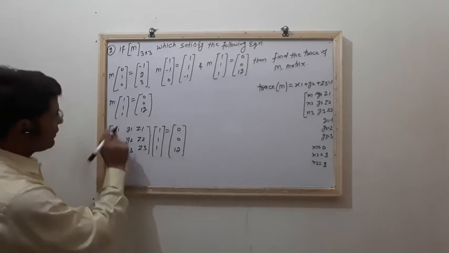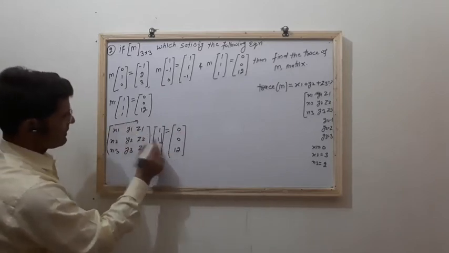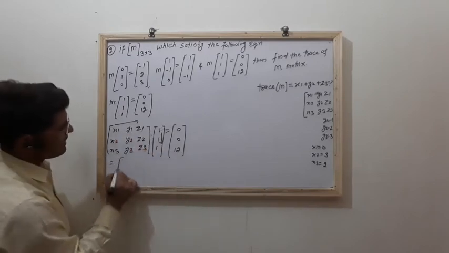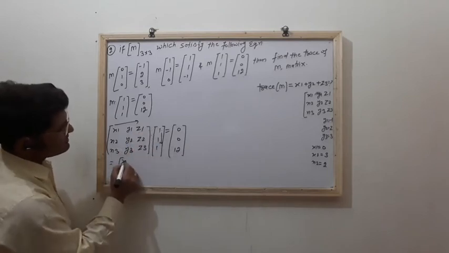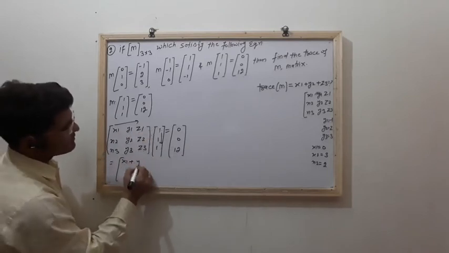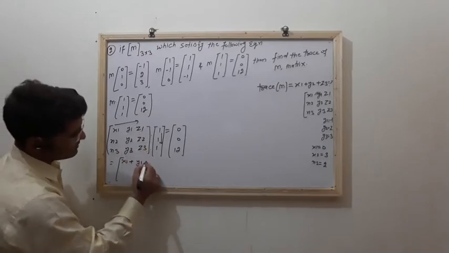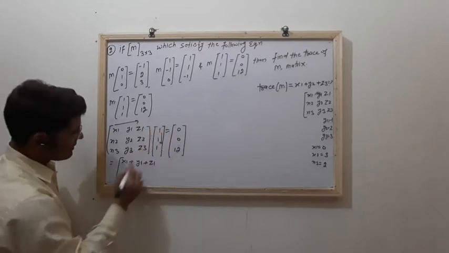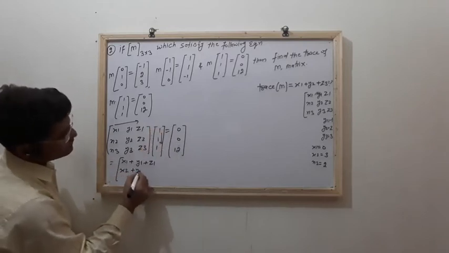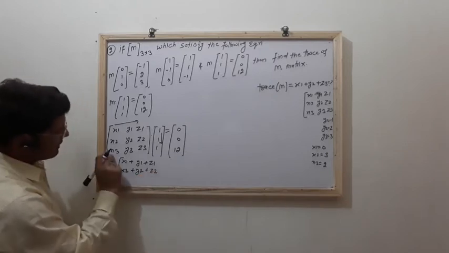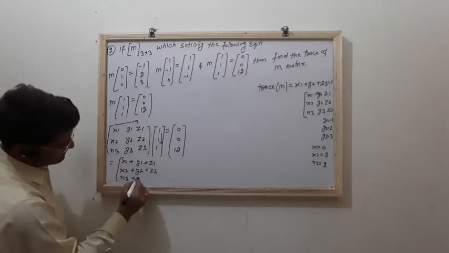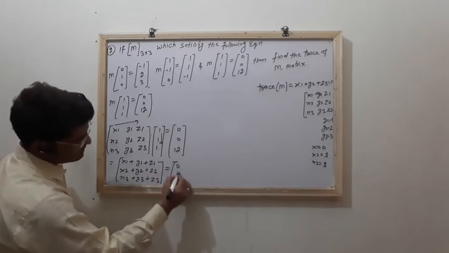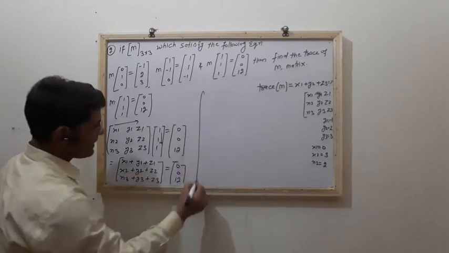By calculation, horizontal and vertical means that this into this plus this into this plus this into this, means x1 into 1 means x1 plus this into this y1 plus this into this z1. Similarly, horizontal multiplied with vertical becomes x2 plus y2 plus z2, last x3 plus y3 plus z3 given by 0, 0 and 12.